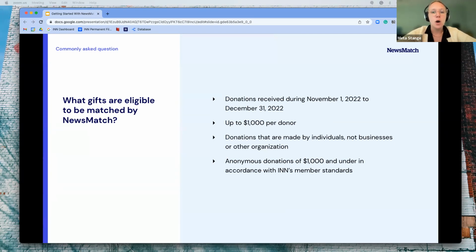When reporting your donations, gifts may either be counted towards your NewsMatch dollar for dollar match or as an additional match fund, but not both. So for example, if you have a donor who's contributing $500 to match donations you receive, their gift would be considered a community match and would not be reported as a gift to be matched by NewsMatch. We will match anonymous donations of $1,000 and under. Just a reminder that INN's member standards require that all members list their donors of $5,000 and above.